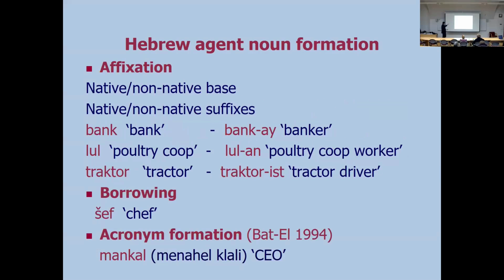So, for example, for bank, we have bankai, banker. For lul, which is poultry coop, we have lulan, the person who works there. Tractor, we have tractorist. So here we have both loan base and derived suffix. We have direct borrowing like chef. We have acronym formation. For example, mankal, CO, stands for menahel klali, general manager.